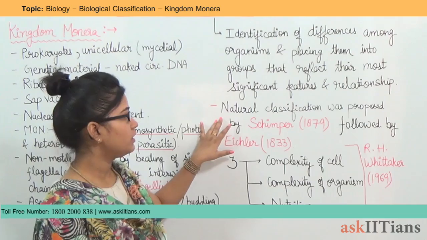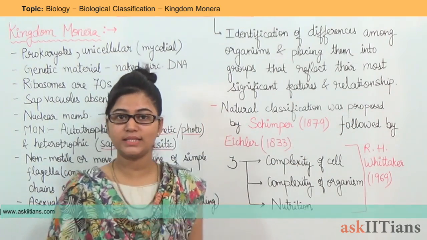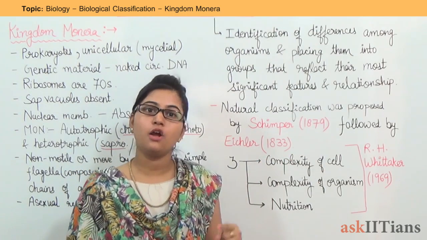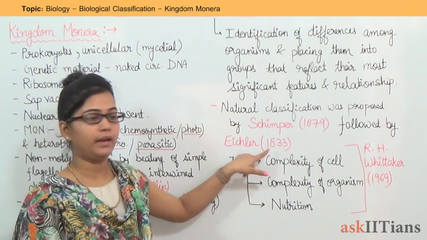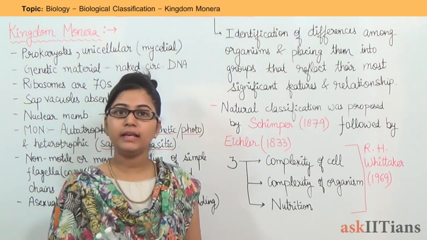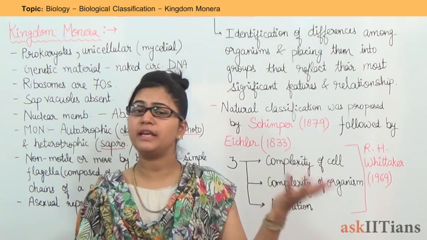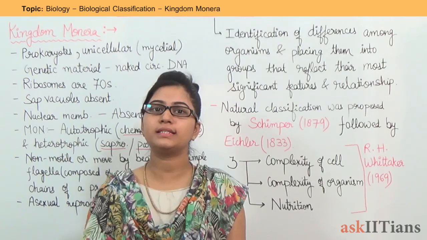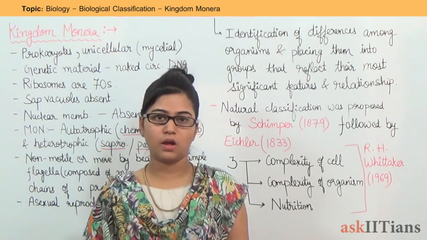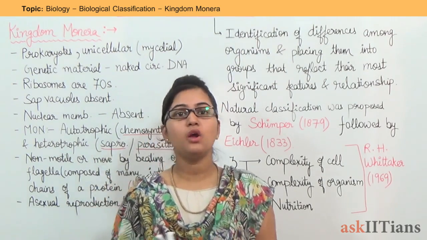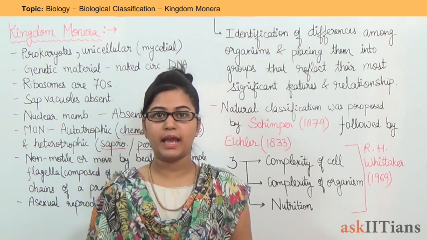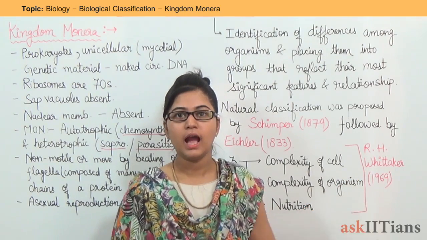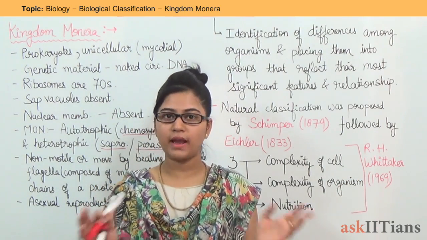Next comes, natural classification was proposed by which scientist? It was proposed by Schimper in 1879 and followed by Eichler in 1833. Then came many types of classifications. Many scientists came and classified plants as per their own understanding, as per their own knowledge. But finally, the one which is accepted today is the one that was proposed by R.H. Whittaker in 1969.